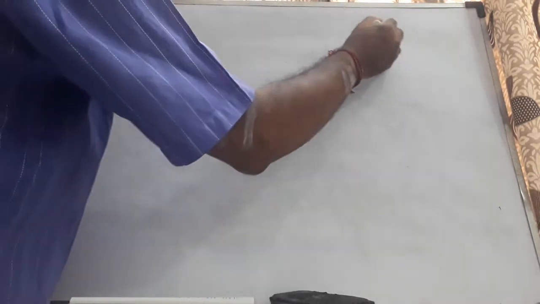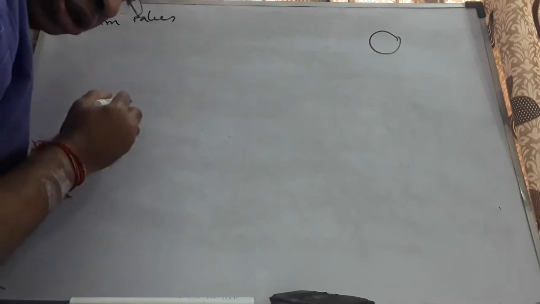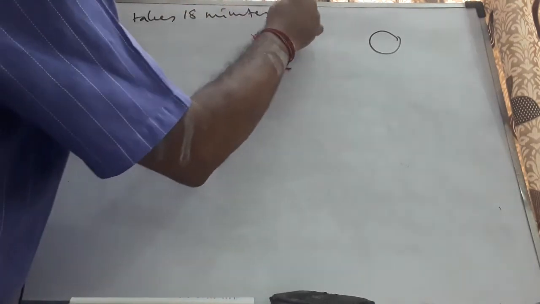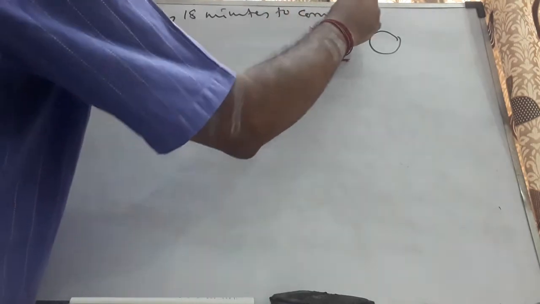Okay, they are moving on a circular path. Okay, Ron takes 18 minutes to complete one full rotation.